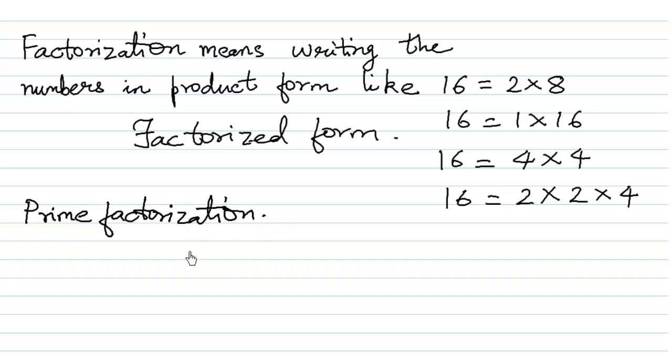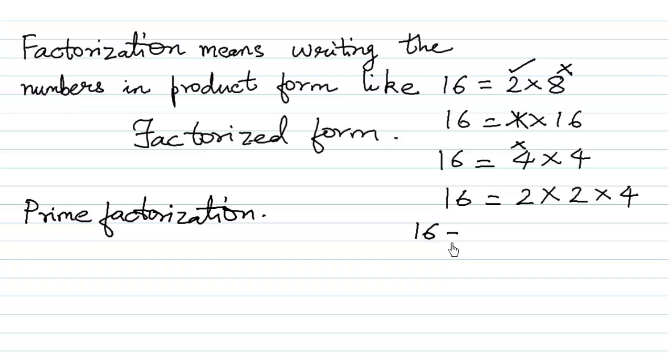So prime factorization means writing the number in a factorized form, but only by using prime numbers. So though 2 is a prime number, 8 is not a prime number. This is not the prime factorization. Or we can say this is incomplete prime factorization. 1 into 16, 1 is not, of course, a prime number or composite number. So this is also not a prime factorization. 4 is a composite number, so this is also not prime factorization.